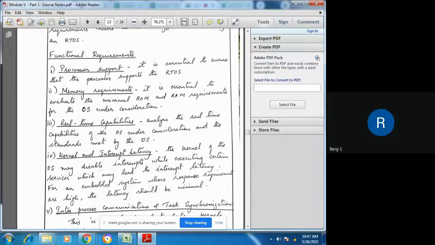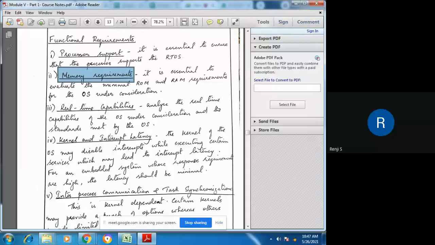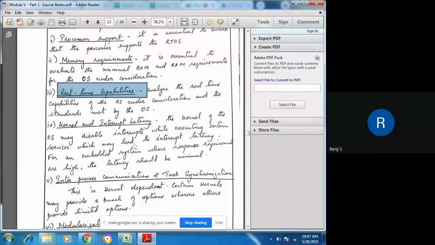So what are the functional requirements? Yesterday, I think we had discussed the functional requirements to be met. They include processor support, that is, the RTOS that we choose should be supported by the processor on the machine. Then the memory requirements, that is, there should be minimal RAM and ROM requirements for the OS. Then the real-time capabilities of the RTOS, that is, whether the standards are met by the OS.